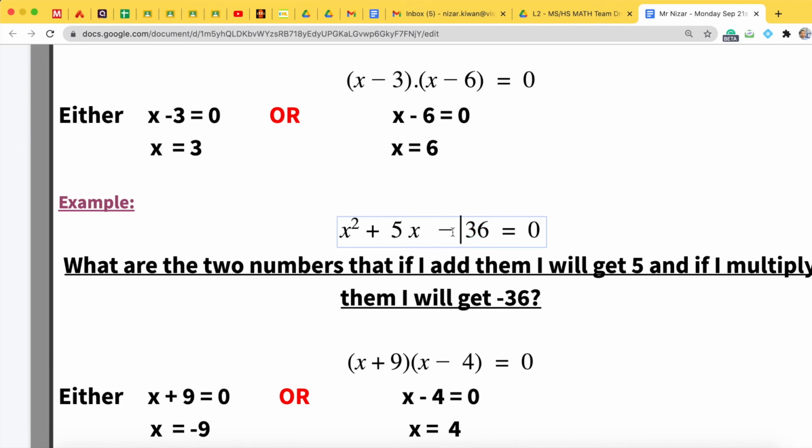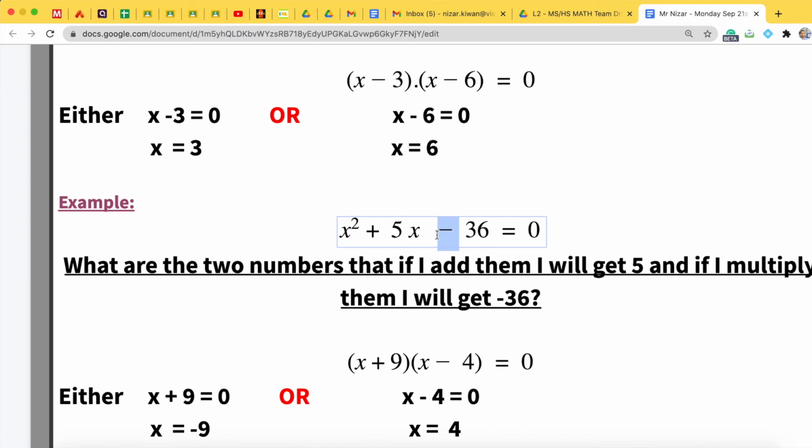Be careful, the multiplication is negative. That means one of them is positive and one is negative. So let's say negative 18 and 2. Negative 18 times 2 is negative 36, but negative 18 plus 2 is not 5. So it's not that way. What about negative 6 and positive 6? If you add them, you will get 0.